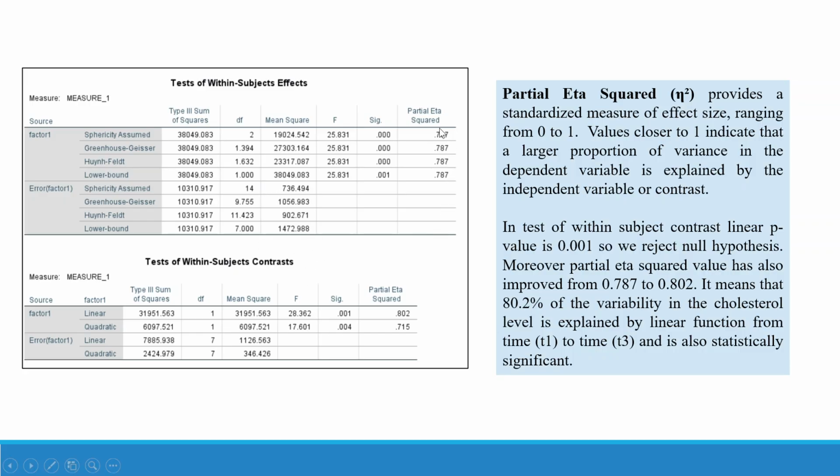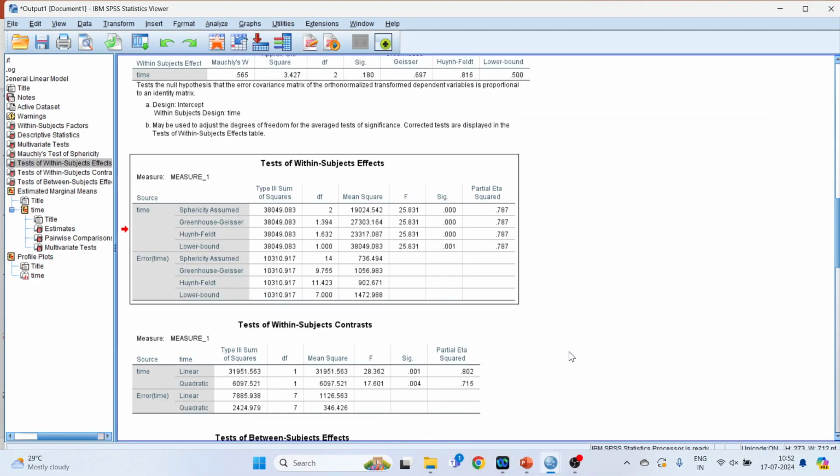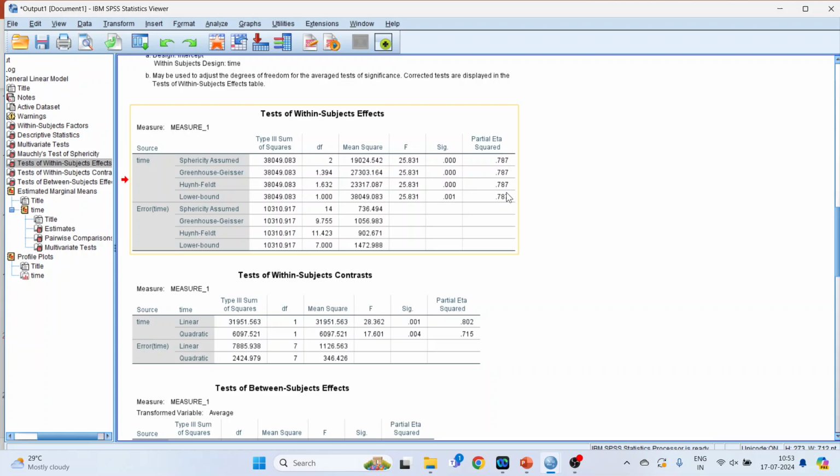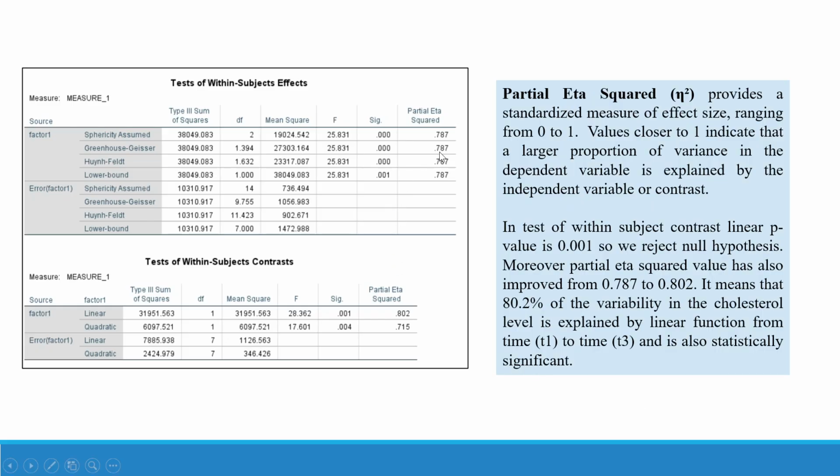Next, we have to see eta square. So this you can get from here. Both these tables are available here, 1 and 2. You have to see this eta square. So in the first row, the eta square is 0.787, and in the factor 1 linear model, it is 0.802.